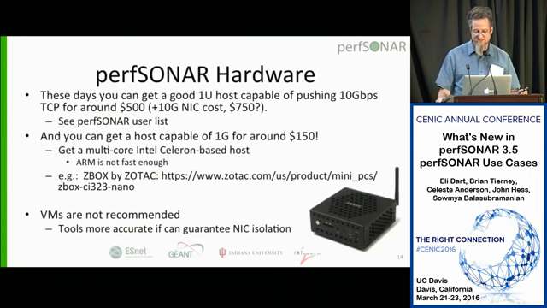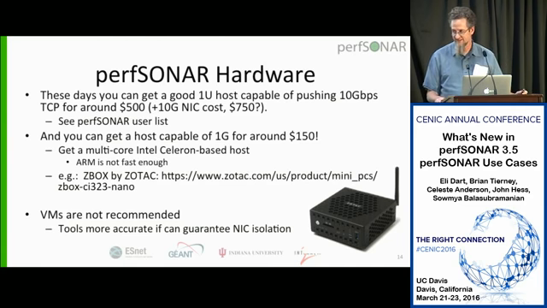perSONAR really does need dedicated hardware. The whole idea behind perSONAR is you have a controlled test environment, so you know that only one test is running at a given time. But hardware costs have really come down. These days, you can get a good 1U host capable of pushing a full 9.9 gigabits per second of TCP for around $500. Now, of course, the 10 gig NIC is going to cost a lot more than $500, and then the 10 gig port to plug it into, so the total is a little bit more, but the basic host is still only about $500.